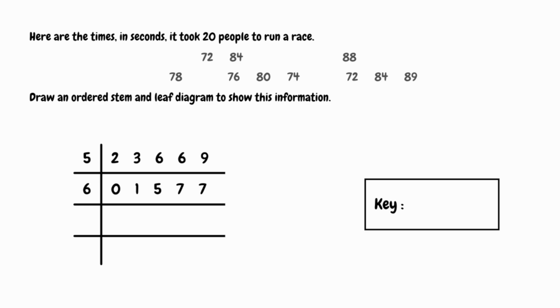So we now move on to our numbers in the 70s. So starting with the top row, I have 72. And then on the bottom row, I have 78, 76, 74, and 72.